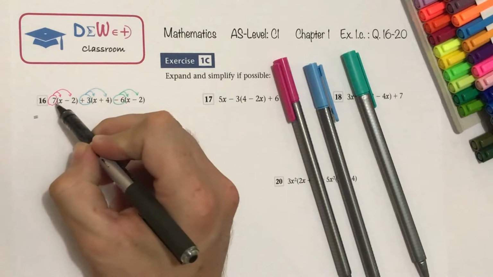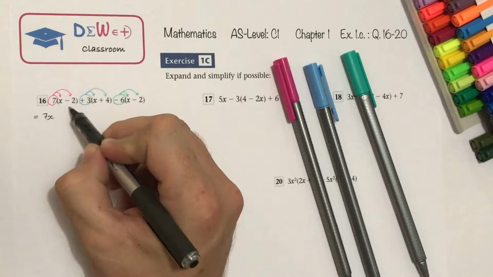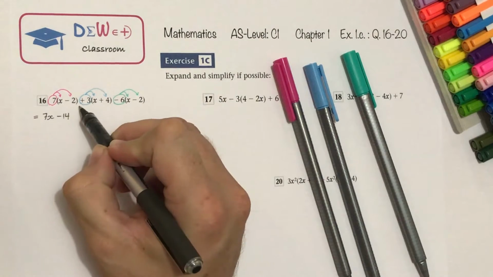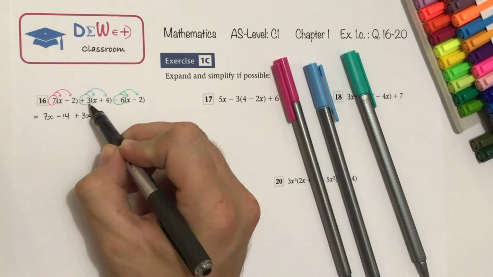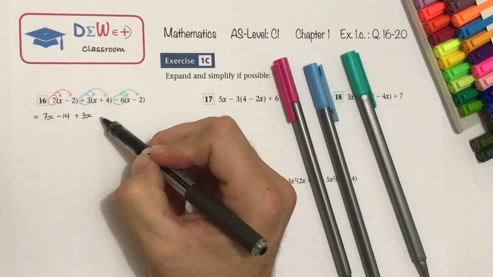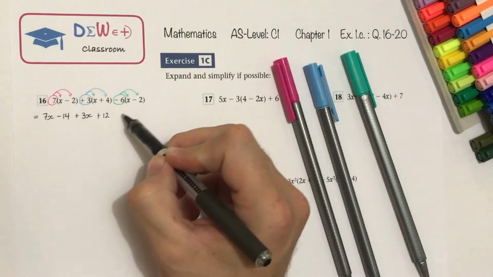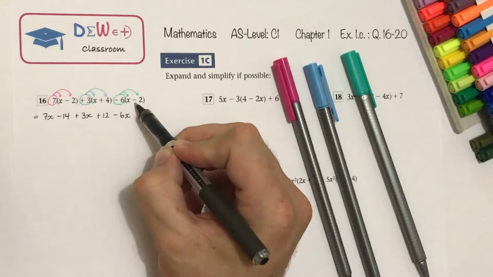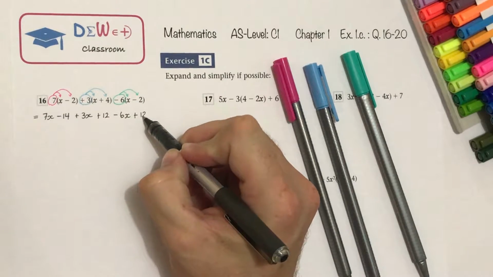So this will equal 7 times x gives us 7x. 7 times minus 2 gives us minus 14. Plus 3 times x gives us plus 3x. Plus 3 times plus 4 gives us plus 12. Minus 6 times x gives us minus 6x. Minus 6 times minus 2 gives us plus 12.